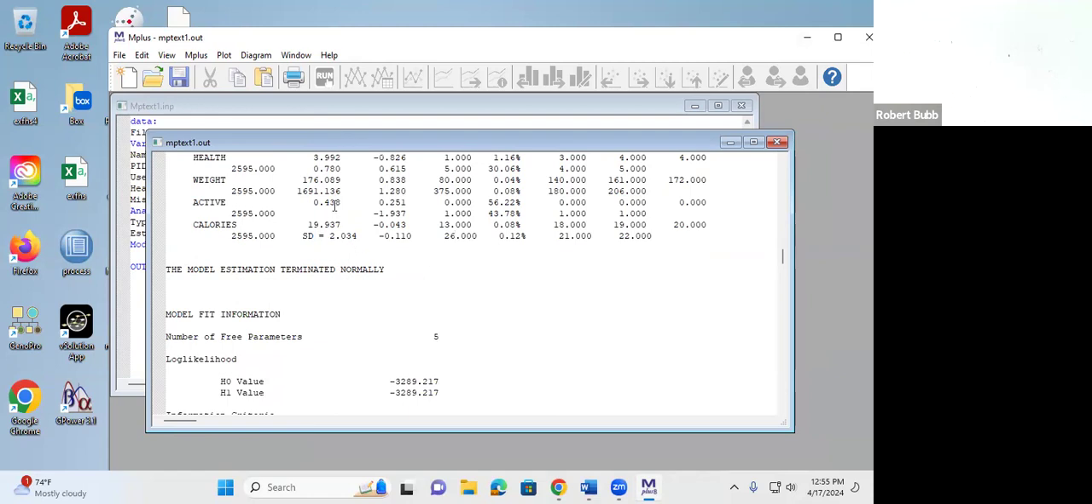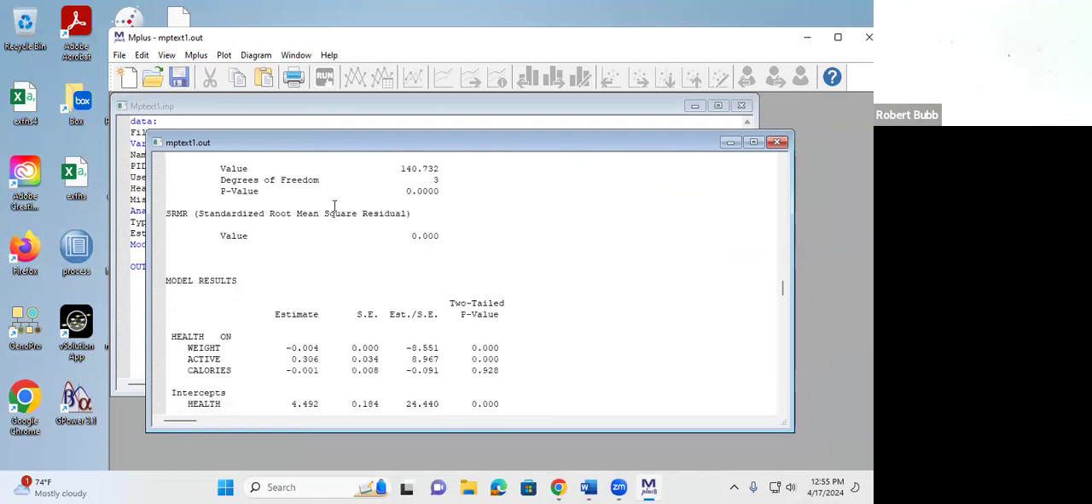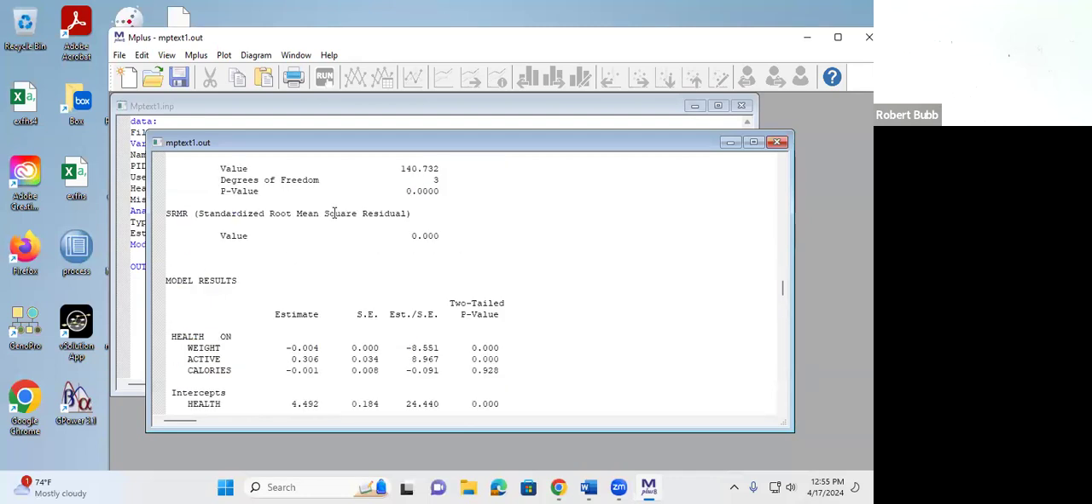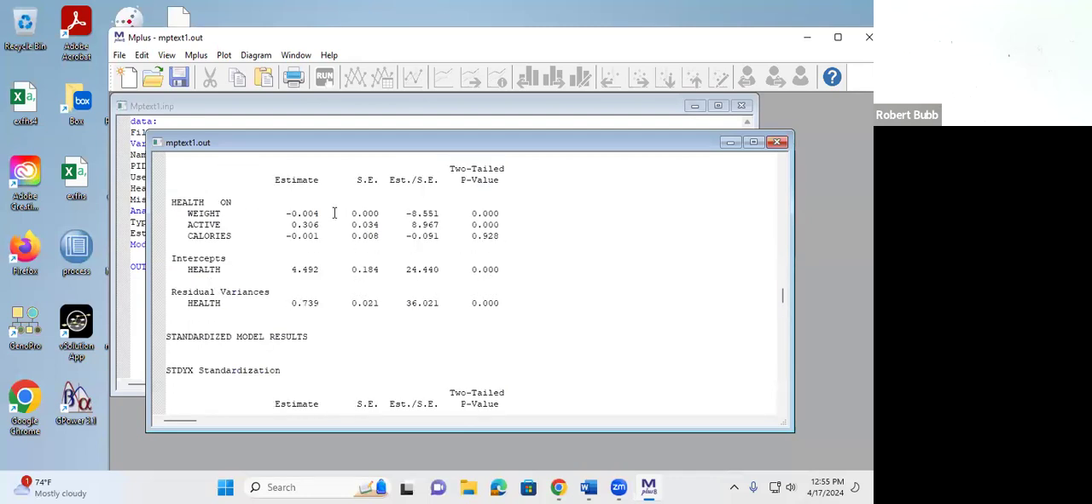I think we're good there. So again, we don't need to worry about fit indices here for a multiple regression. Let's go down to our model results and start doing some interpretation. What are some things that we need to know when looking at this?